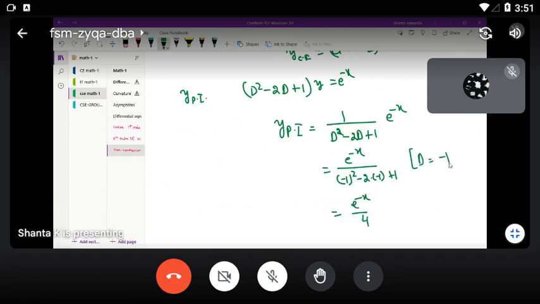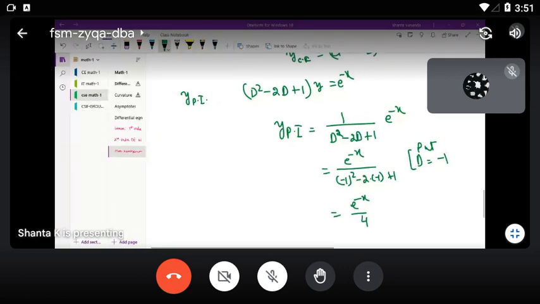So here, D equals minus 1. This makes sure that the only time we cannot substitute is when the denominator equals 0. If D equals minus 1 makes the denominator go to 0, then we cannot use this formula. Otherwise, you can use this formula. Got it? It's very simple.